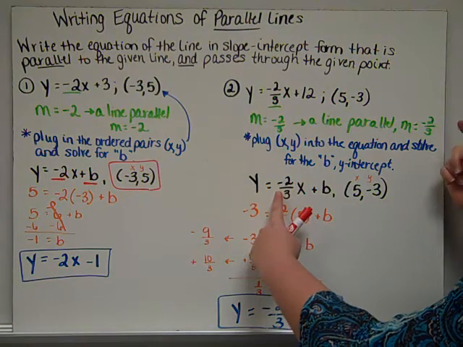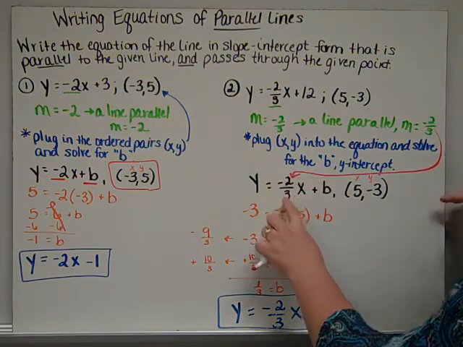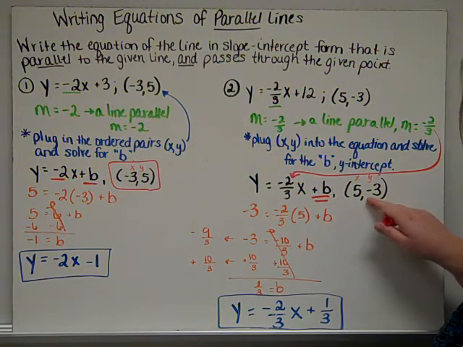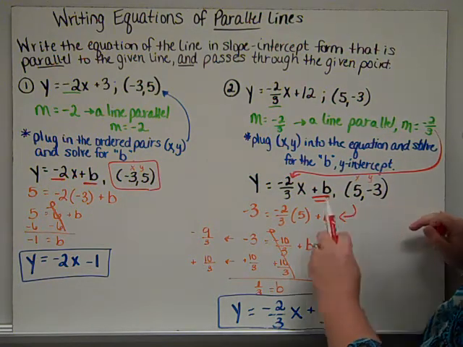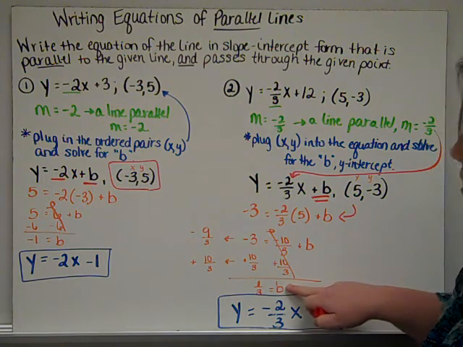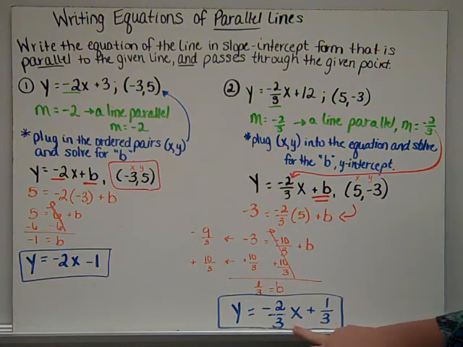Notice that's where I bring it down. Okay, I'm going to bring it down here. All right, and then this is where we're always going to solve for our new b. And this is where we're plugging in our x-coordinate and our y-coordinate and simplifying and solving for b. So a line that is parallel is going to have a y-intercept of positive 1/3.